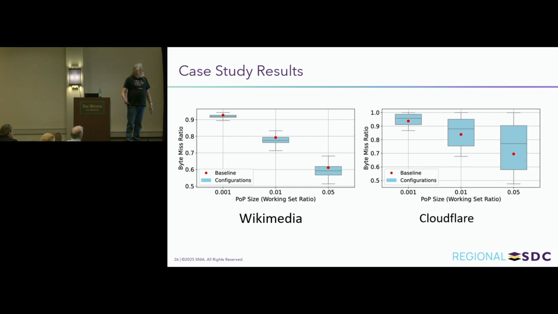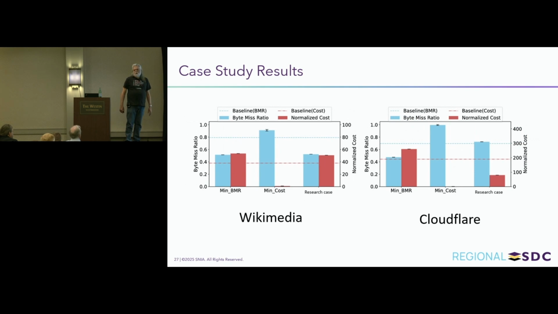And the cool thing about this is that you don't have to just optimize for one variable here. So we decided, let's try to optimize for byte miss ratio, essentially how often you're trying to hit something in the cache and you miss. And also, let's try to optimize for cost.